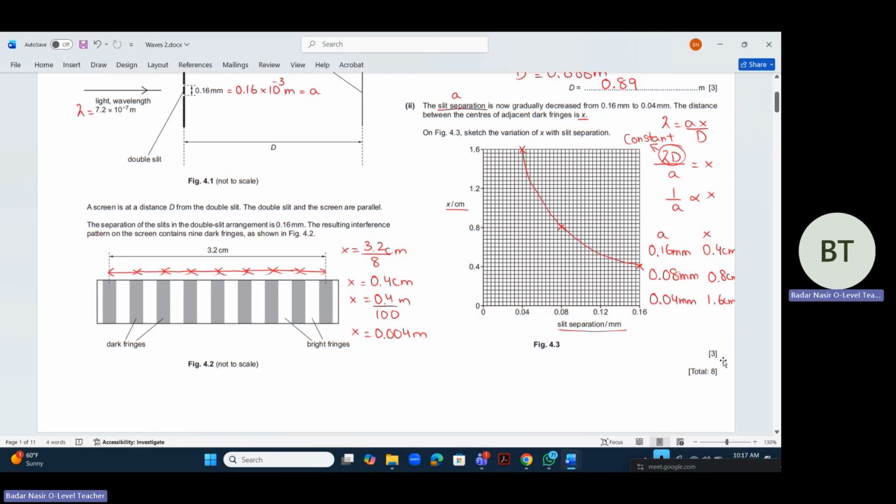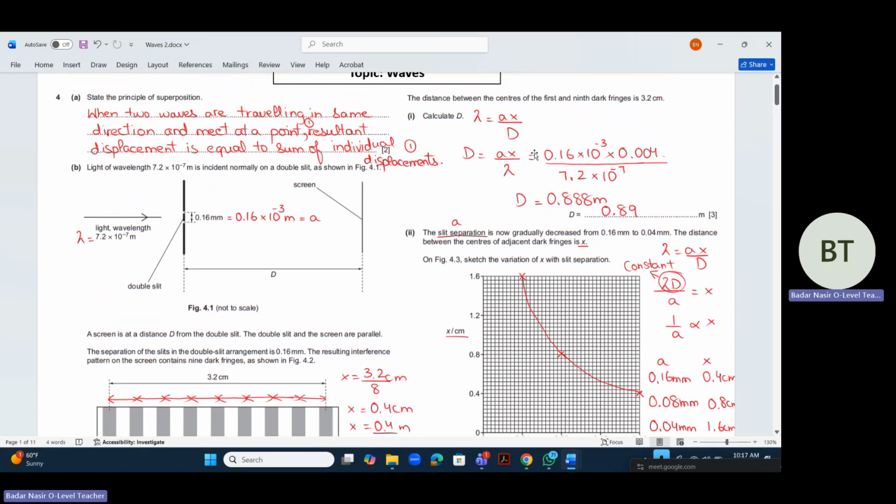So this is for how many marks? The graph was for 3 marks. That means you have correctly plotted these points on your graph. 2 marks for plotting all 3 points correctly, and 1 mark for showing a curve. I hope it's clear to everyone.